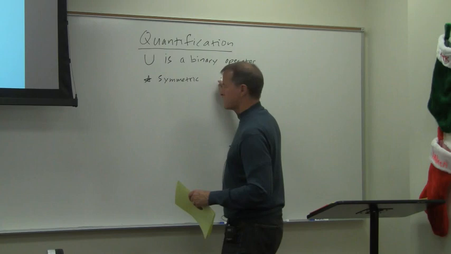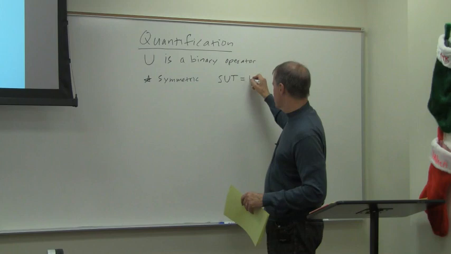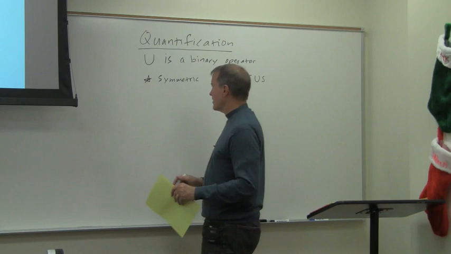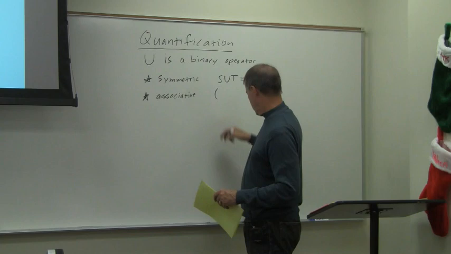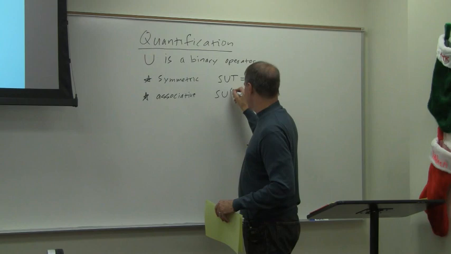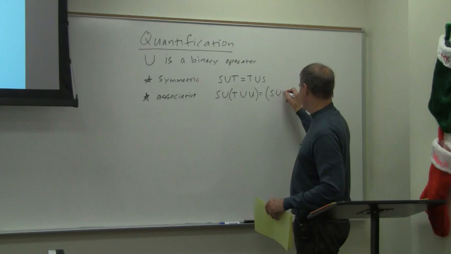Is it symmetric? It is symmetric. And why is that? Because S union T equals T union S. Are you with me? Yeah. Is it associative? In other words, if you take S union T union U, does that equal taking S union T first and then union that with U?